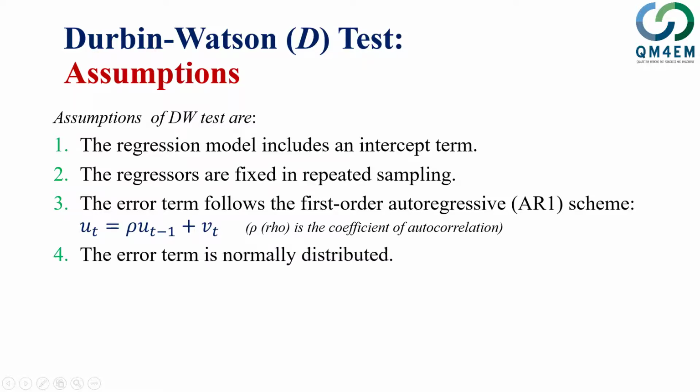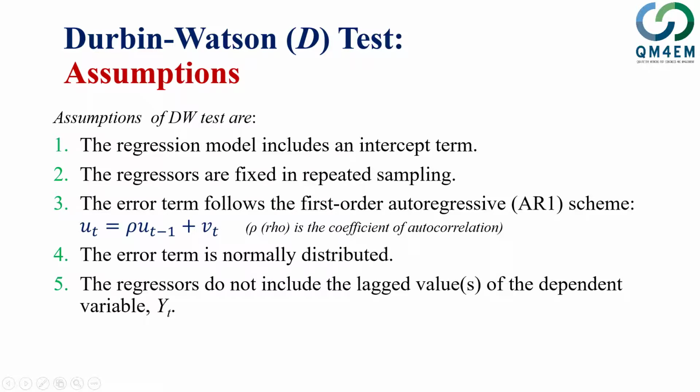Then the fourth assumption is that the error term is normally distributed, and the fifth assumption is that the regressors do not include the lag value of the dependent variable. This is also a very important assumption, the last one, which says that when you model your data, if you have one of the explanatory variables as the lag value of the dependent variable, or y variable, then you can't apply the Durbin-Watson d statistic, or one of these assumptions will be violated while applying the d statistic in this particular case.